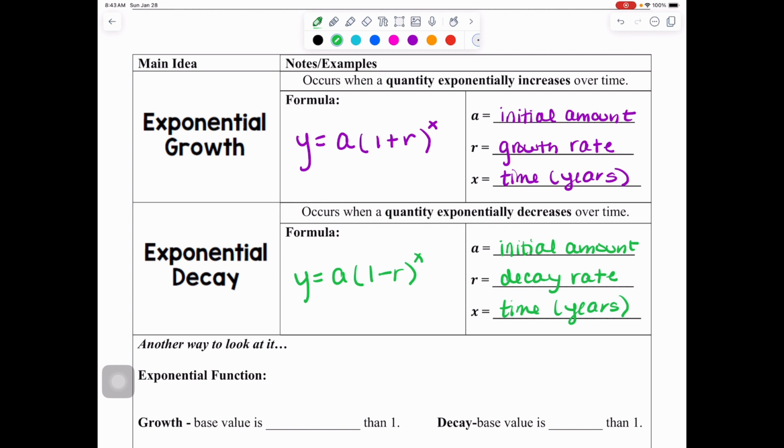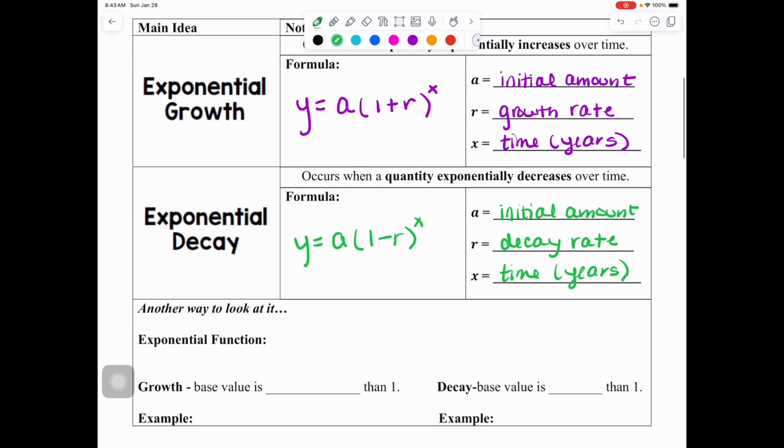So the formula is basically the same. The thing I would say to you is it's plus if it's growth and it's minus if it's decay. You're adding the rate if it's growing. You're subtracting the rate if it's decreasing or decaying. So there is another way to look at it, and this is essentially what you did in the opening exercise.